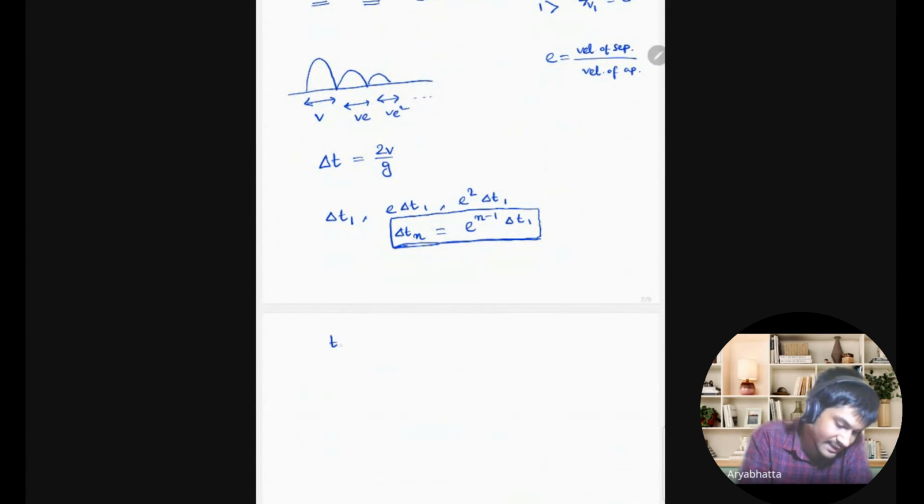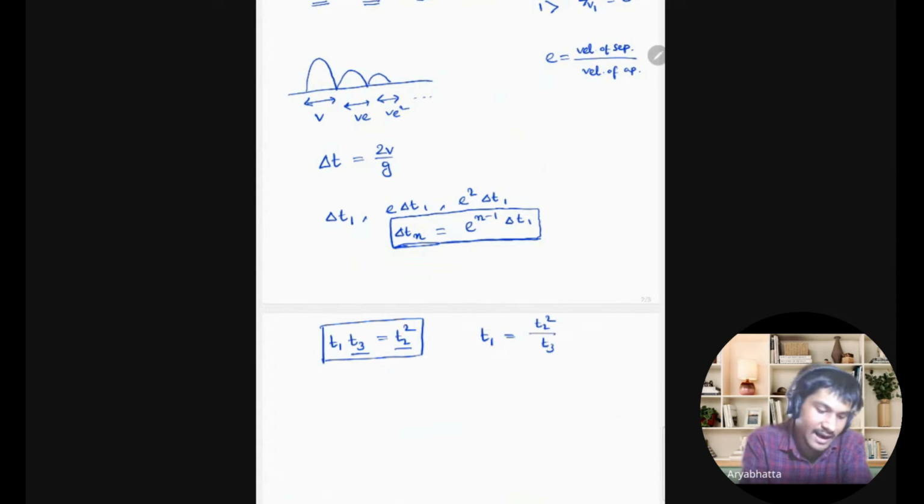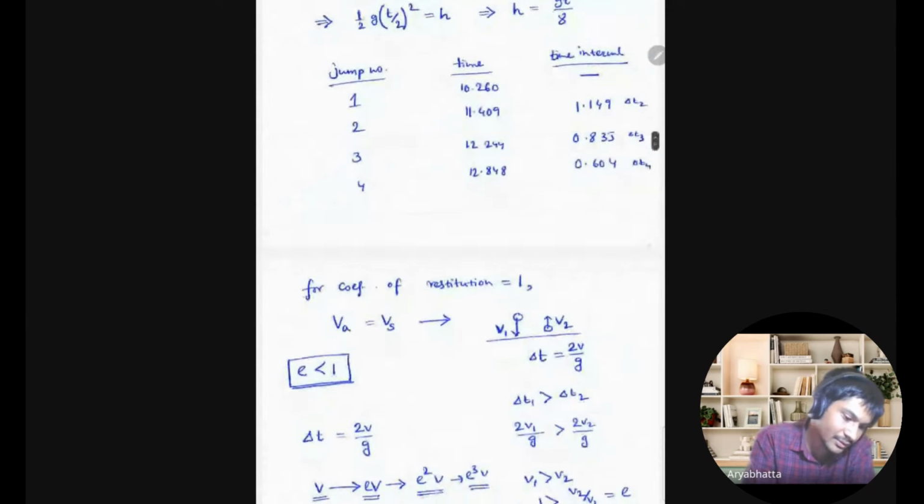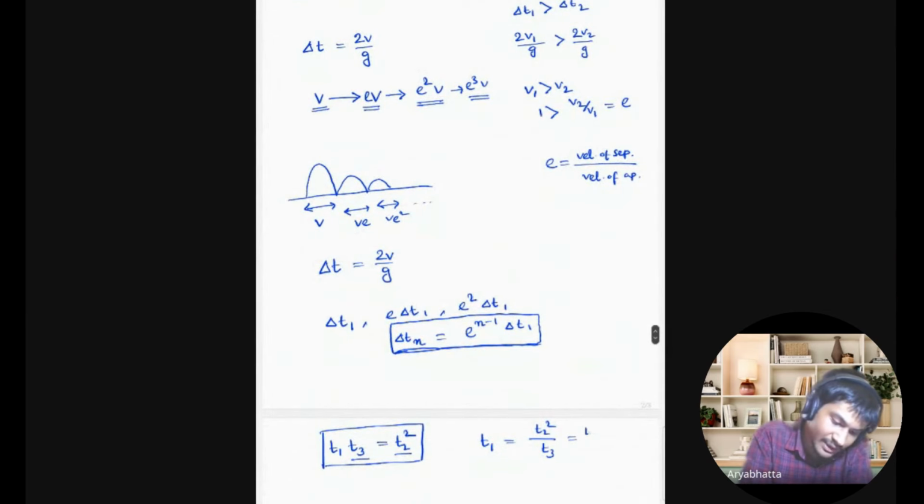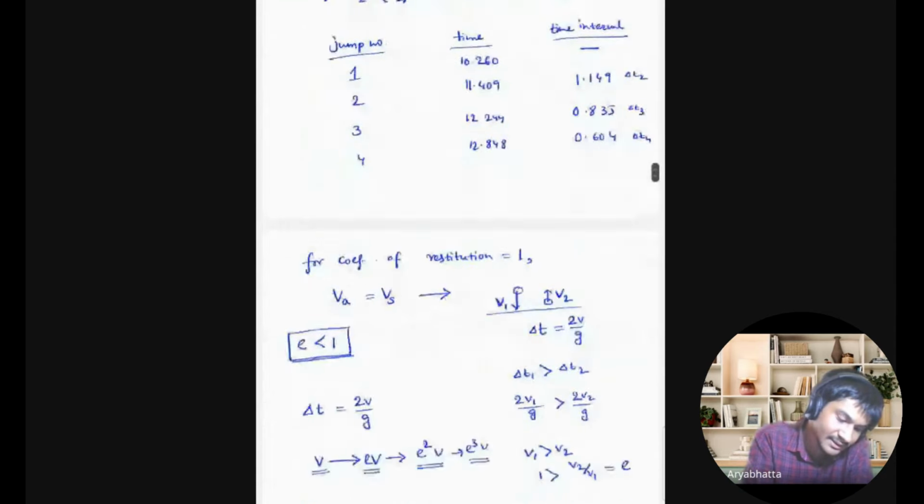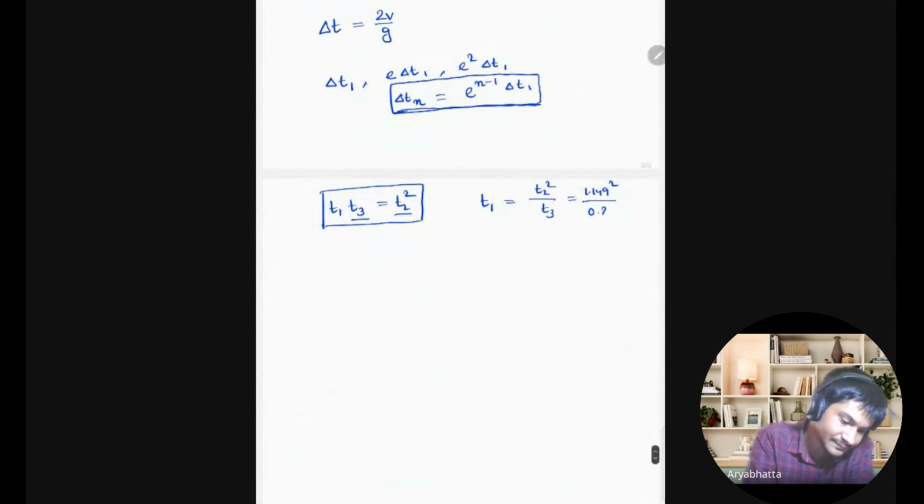So we can simply write t1 times t3 will be t2 squared, which is a property of the GP. And we have t2, we have t3. From that we can calculate t1 equal to t2 squared by t3. And that gives us t1 equals 1.149 squared by t3, which is 0.835. Right? And this is in seconds.